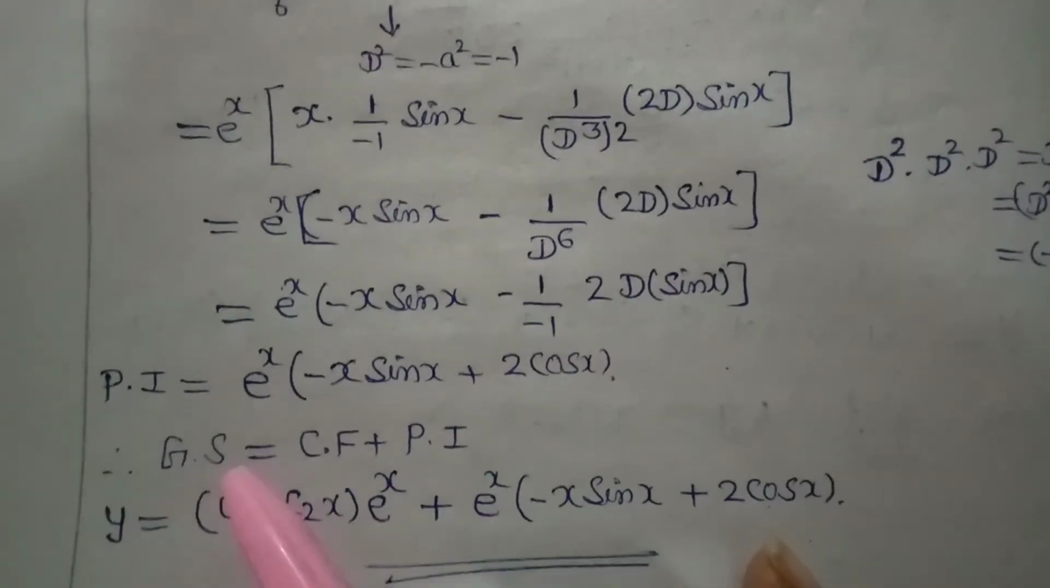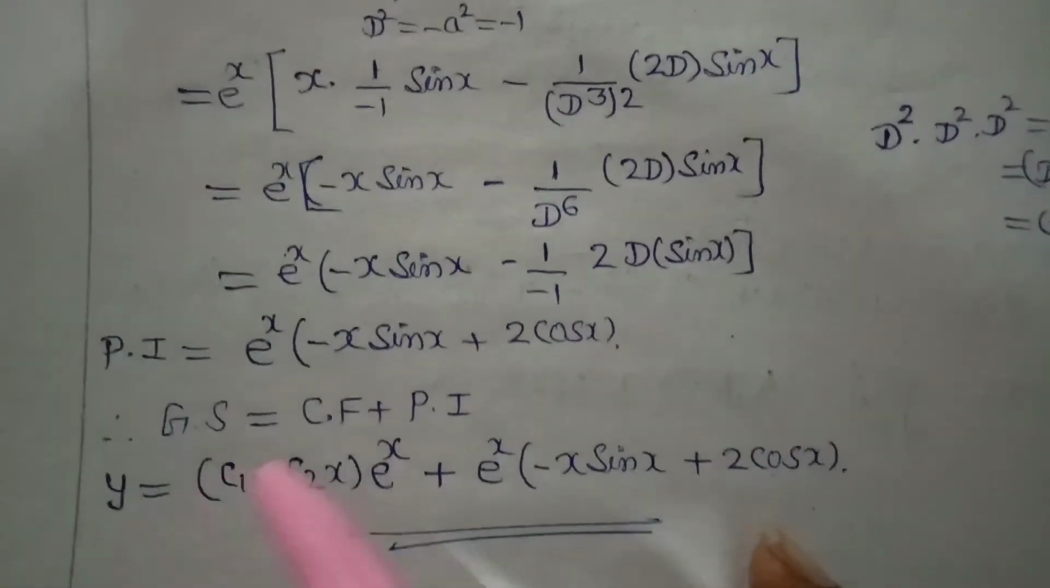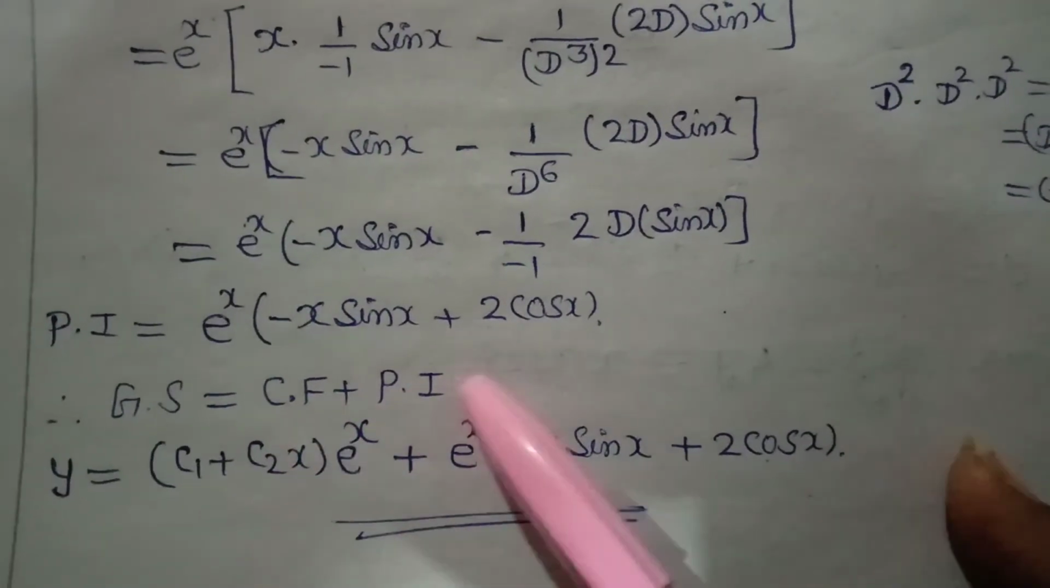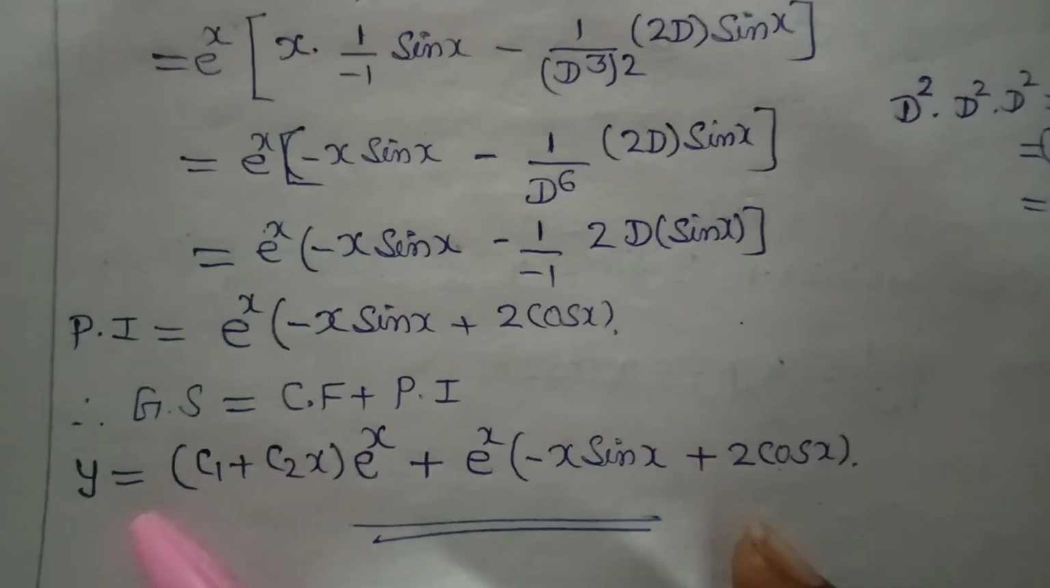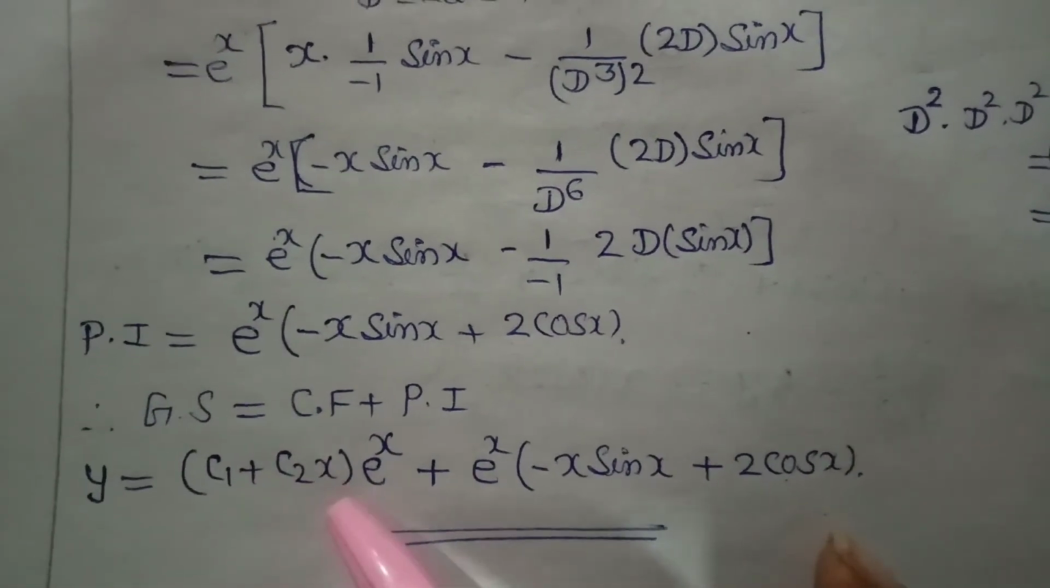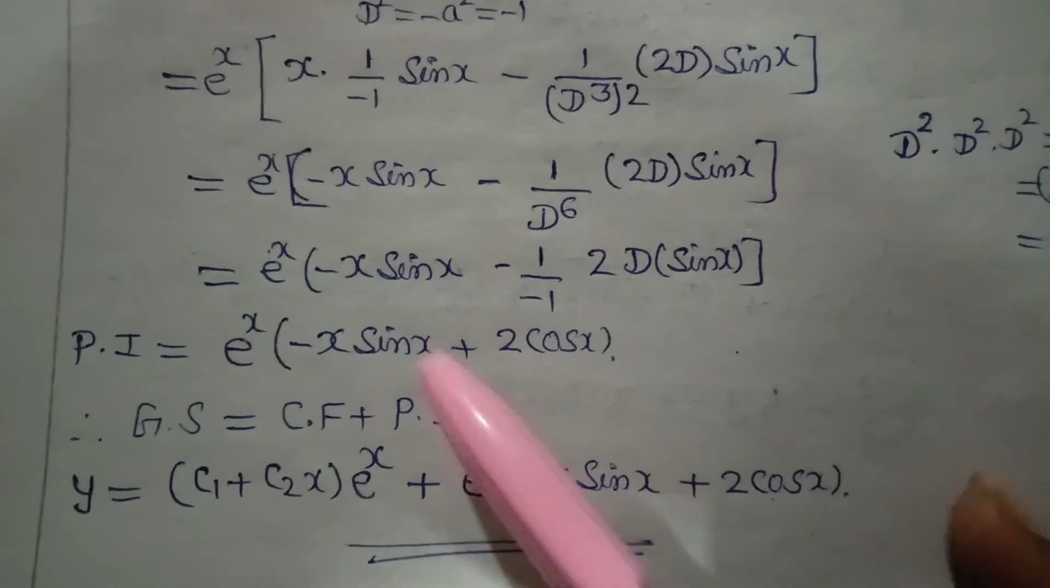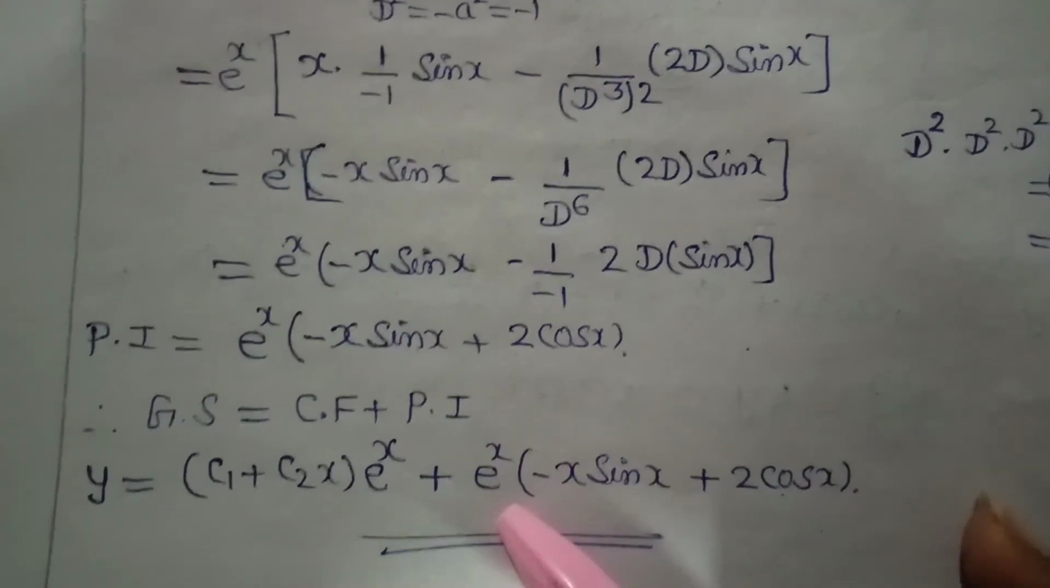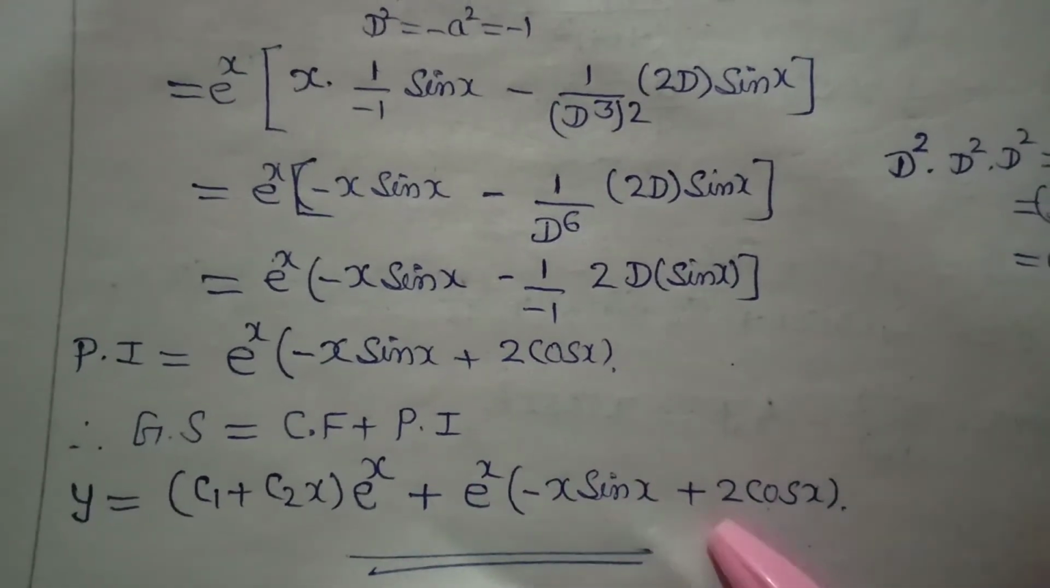Hence a general solution is given by y is equal to complementary function plus particular integral. So this is equal to c1 plus c2x into e power x plus a particular integral is e power x into minus sin x plus 2 cos x.